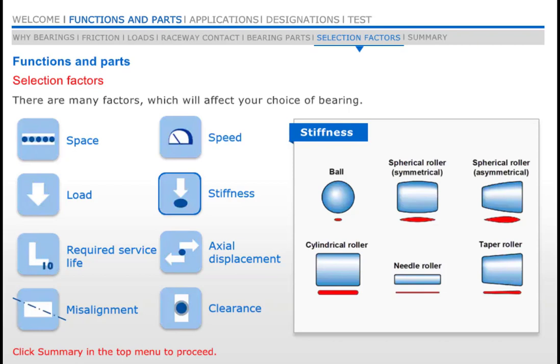Elastic deformation occurs under load. Usually, this deformation is very small and can be ignored. However, in some applications, stiffness is an important factor. Roller bearings have higher stiffness than ball bearings due to the larger area of the line contact.